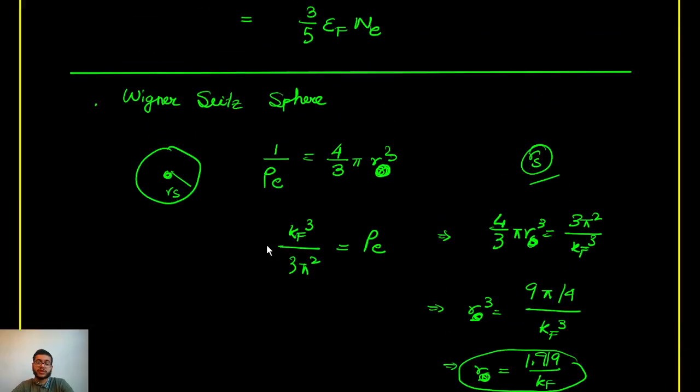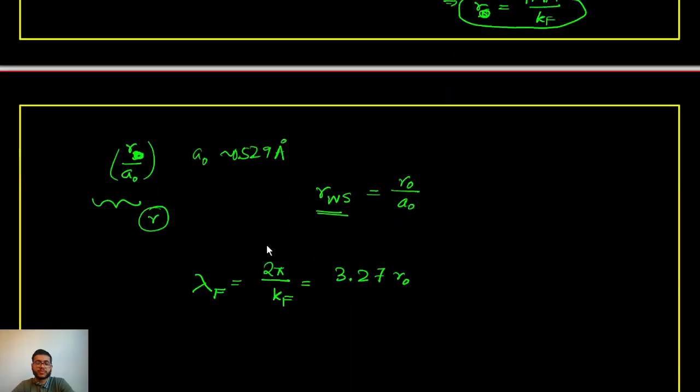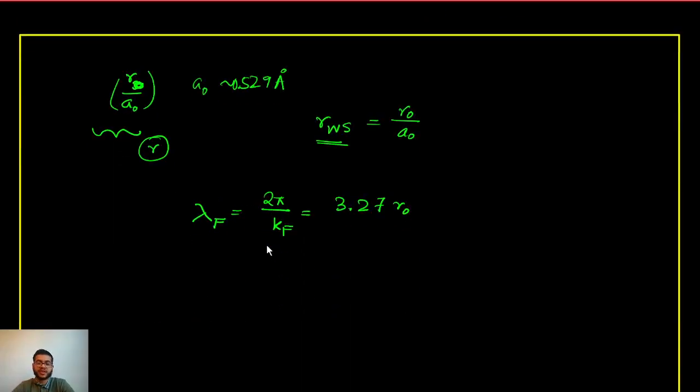And we talked about the Wigner-Seitz sphere, and there is a thing called the Wigner-Seitz cell also. We will discuss it later, but we talked about the Wigner-Seitz sphere and how its parameters relate to the Fermi momentum or the Fermi wavelength. So this was all that I wanted to discuss.